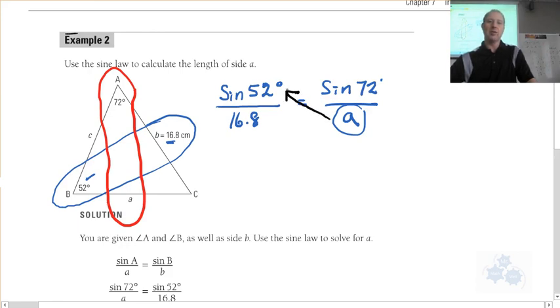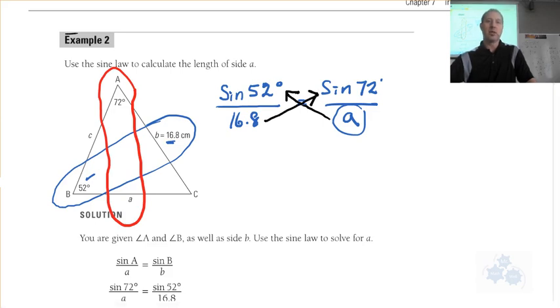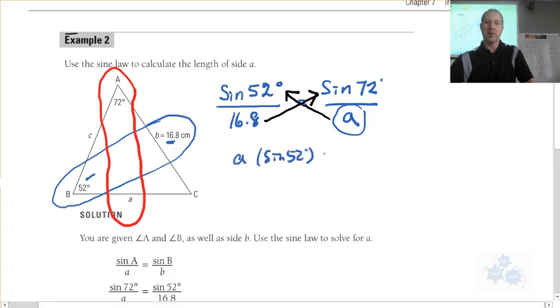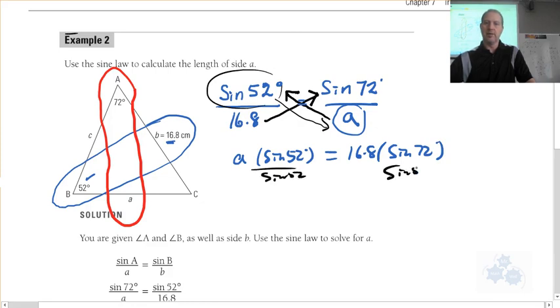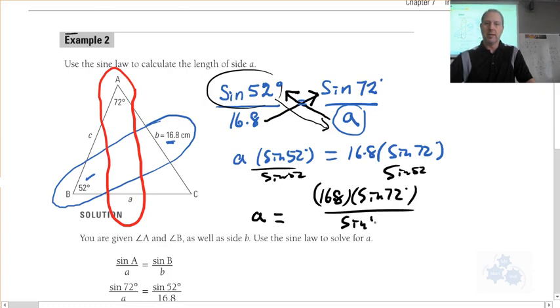So the A will go up there. This will go up here and multiply up here. Okay? Which that'll give us this. A times sine 52 equals 16.8 times sine 72. Okay? And then we'll also divide. This really will go down here now. See, we divide by sine 52. So we have A equals 16.8 times sine 72 degrees divided by sine 52 degrees.